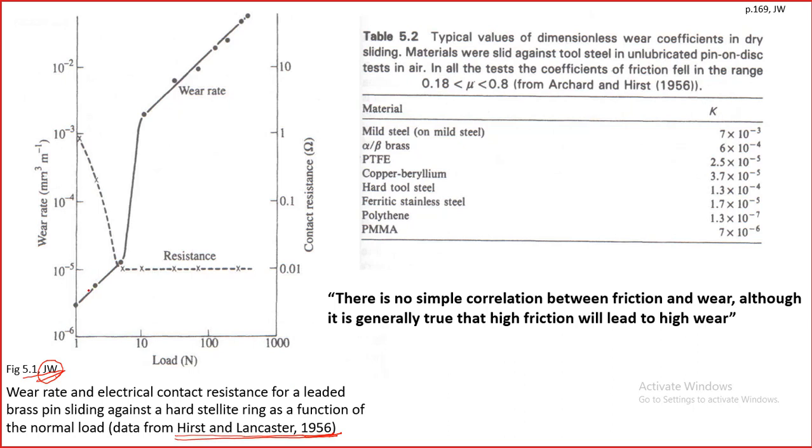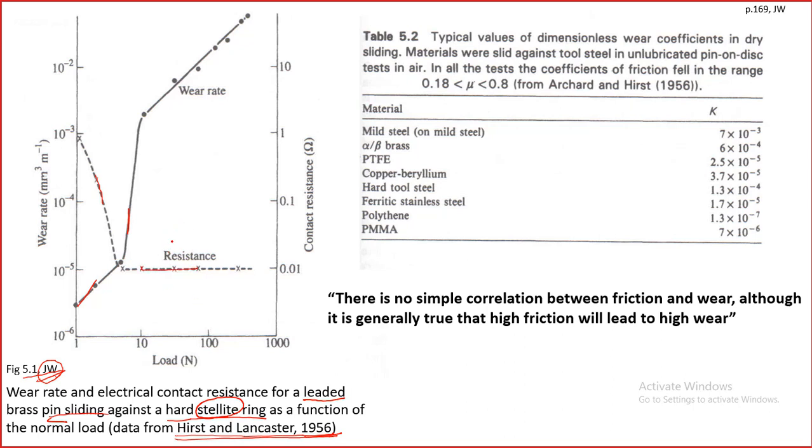Here we have wear rate and electrical contact resistance for a leaded brass pin sliding against a hard stellite ring. Stellite is some sort of hard material; I don't know the composition, but I think hard steel. And this is a leaded brass pin, that means brass which has been added with some lead inside. Here we can see the wear rate, and we also have electrical resistance.